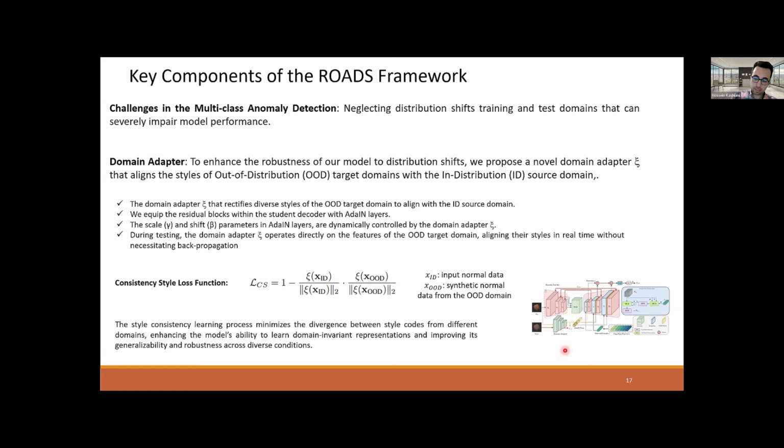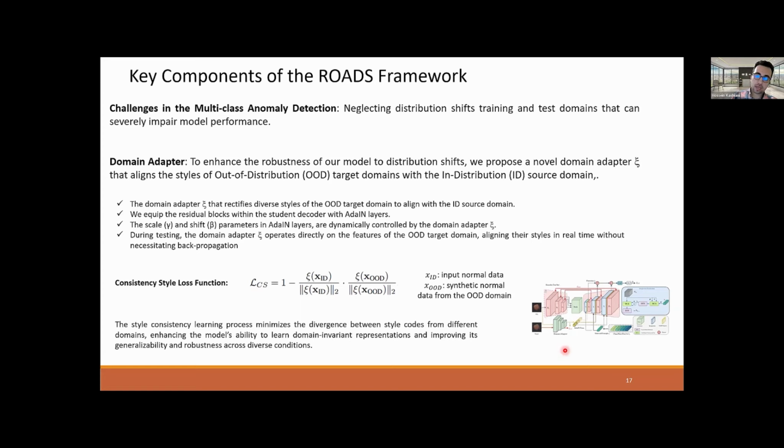What I mean is that if we have a network with adaptive instance normalization, we can adjust beta and gamma of the adaptive instance normalization according to the style of the input data. For instance, if we have normal data and we change the distribution or style of this normal data to have a different brightness, then we can see that the beta and gamma, which are the style code of this adaptive instance normalization, would change.